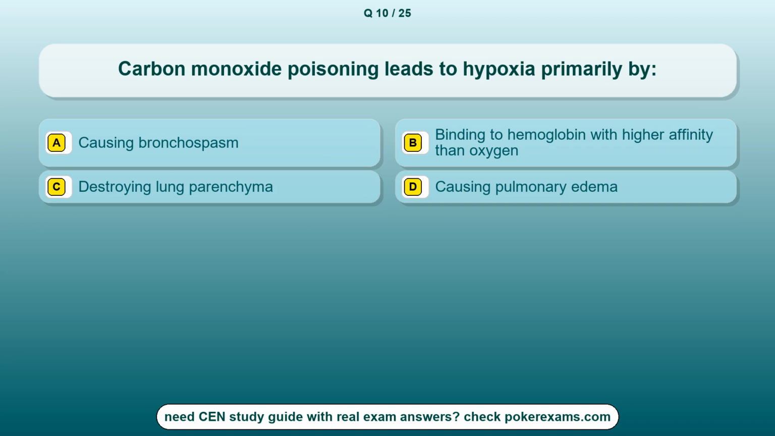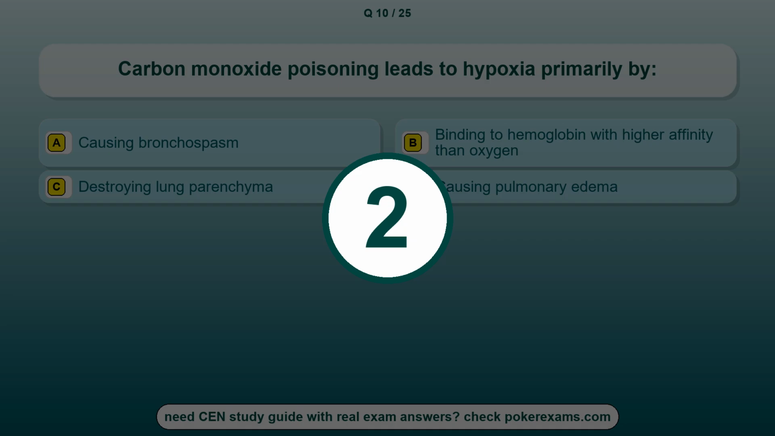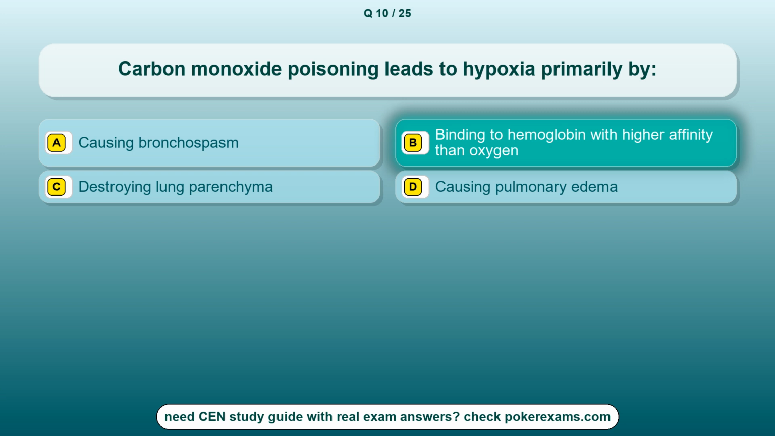Question 10. Carbon monoxide poisoning leads to hypoxia primarily by: Option A. Causing bronchospasm. Option B. Binding to hemoglobin with higher affinity than oxygen. Option C. Destroying lung parenchyma. Option D. Causing pulmonary edema. The correct answer is option B, binding to hemoglobin with higher affinity than oxygen.